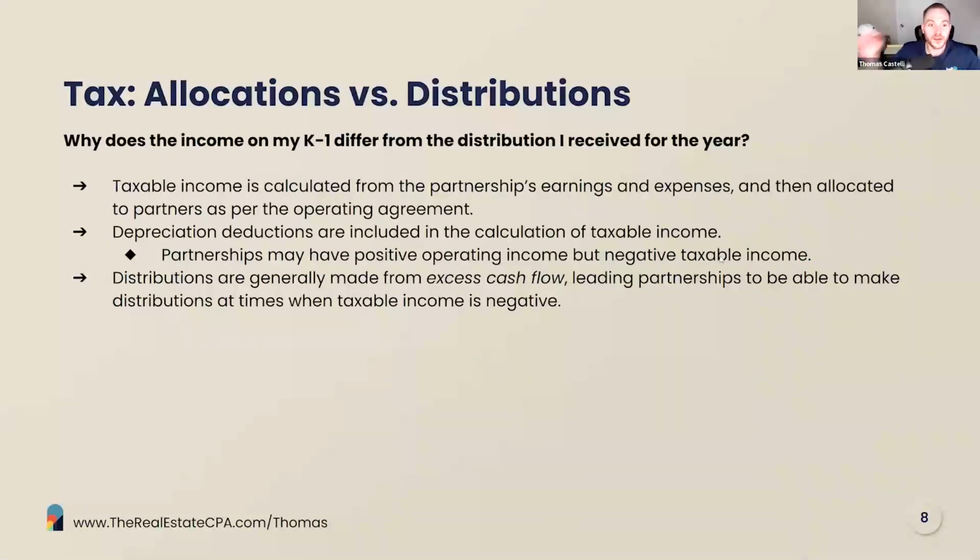And we'll talk a little bit about tax allocation distributions. We already talked about this a little bit. But again, taxable income, so the income that you'll pay tax on, is generated by the partnership's earnings, less their expenses, and then allocated to the partners based on the operating agreement, which is typically pro rata, but there could be some nuances there depending on how the partnership set it up. So you always want to make sure you refer to your operating agreement to know how much you'll be receiving and when you will be receiving it. Depreciation deductions are included in the calculation of taxable income.